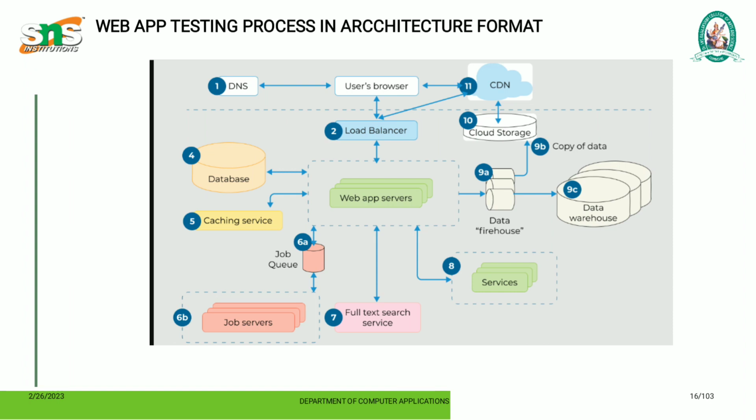So it is numbered based on those numbers. The execution of the app server or web server will work like this. First it looks for the DNS. After that, it looks for the load balancer. After the load balancer, it looks for the web server apps. From there it looks for the database, and after the database, it looks for the caching services. From caching services, the job queue and job servers. After that, the full text search services, and based on that, the data warehouse will work.